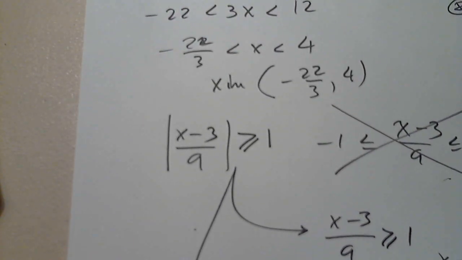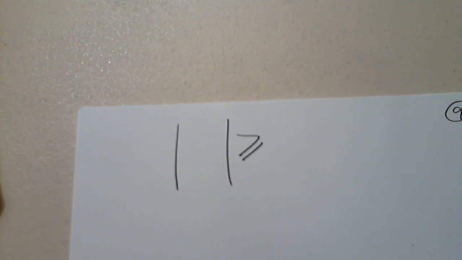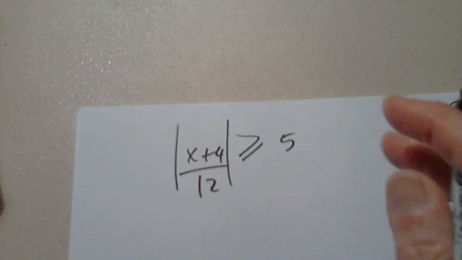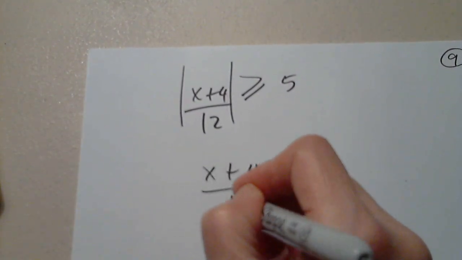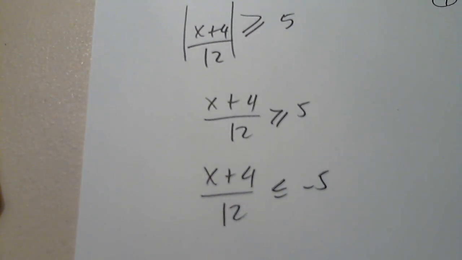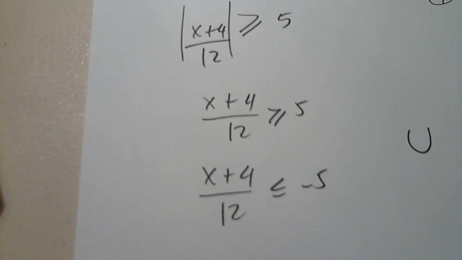I mean, you can make one up. Can you give us one? Any inequality. Anything you want with greater than or equal to whatever you want. Anything. So I can say x plus 4 over 12 is greater than or equal to 5. Yep. So you have x plus 4 over 12 greater than or equal to 5, or x plus 4 over 12 less than or equal to -5. You solve, and the solution will have the union.